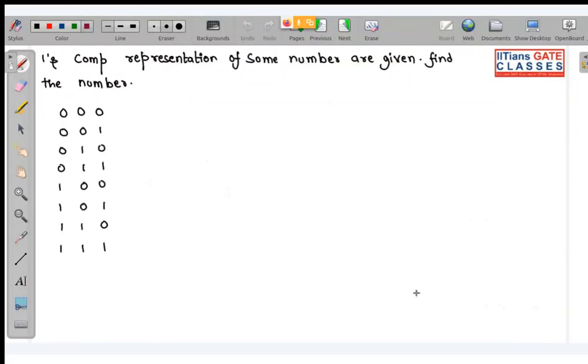Okay, fine. Now, this is one question, that some of the numbers are given in 1's complement sign magnitude representation. Find the original number. Very quickly I want you to find what will be the original number. So these numbers are in 1's complement sign magnitude representation. I want you to tell me what will be the original number. So very quickly tell me.